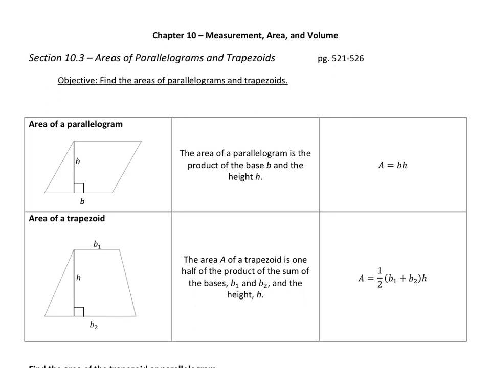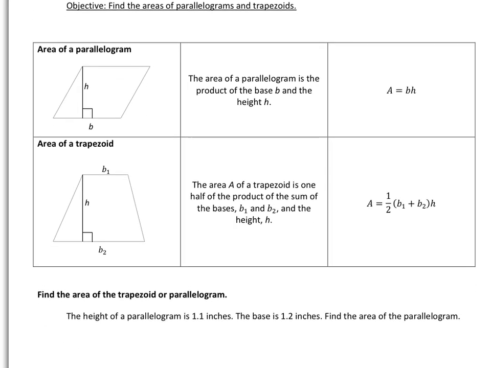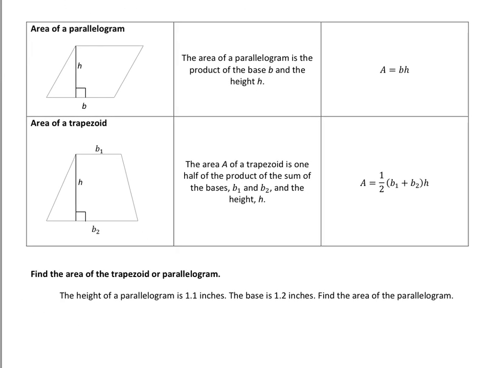All right, we're going to get into area today, and we're going to be specifically talking about area of parallelograms and area of trapezoids. So I have the formulas written out for you. If we have a parallelogram, just a reminder, a parallelogram has two sets of parallel sides. You're going to find the area of a parallelogram the exact same way you would find the area of a rectangle. You're going to take the base times the height.